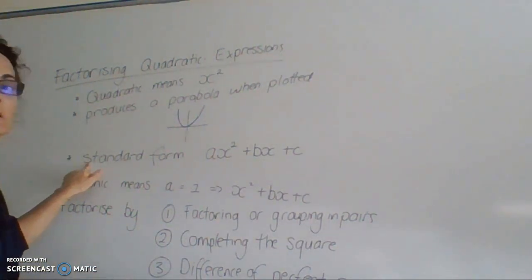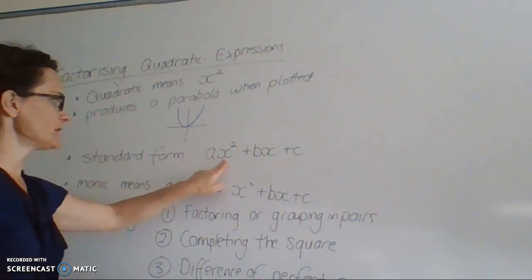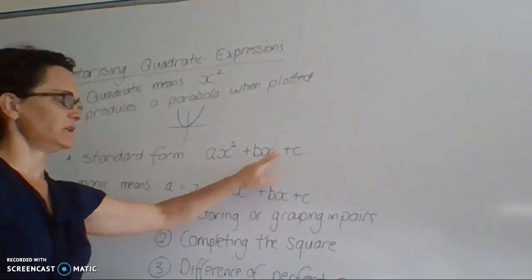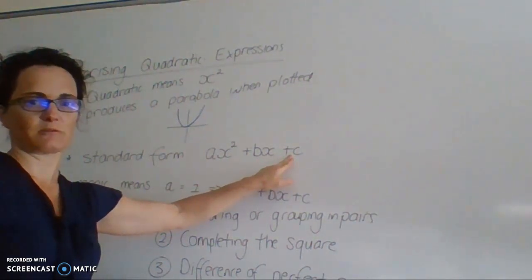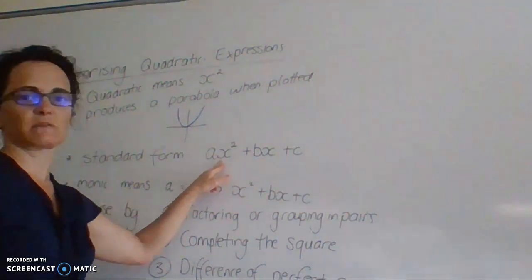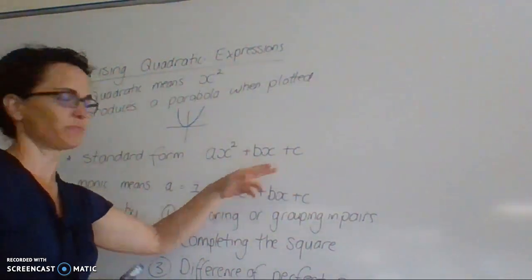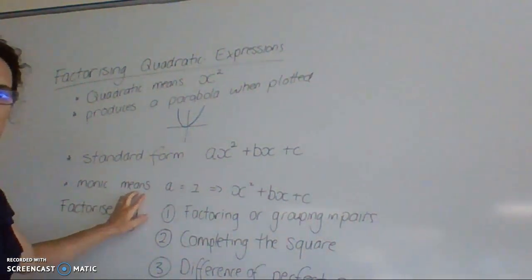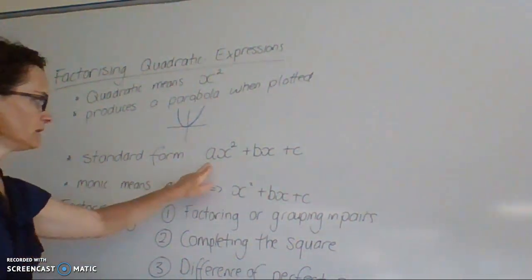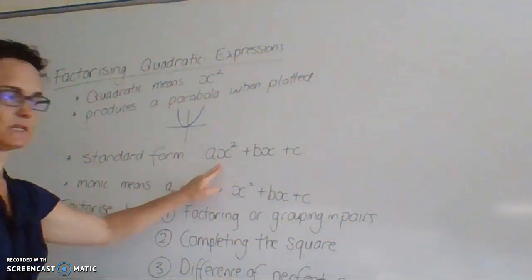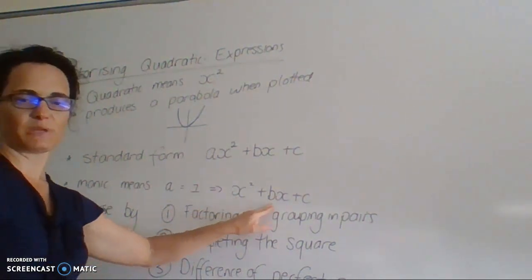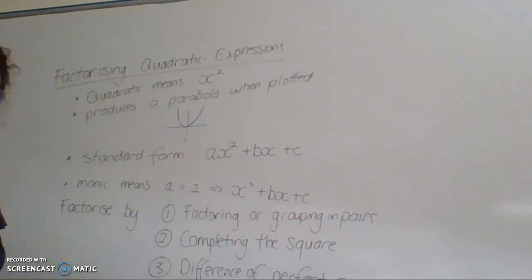Standard form for a quadratic expression is ax squared plus bx plus c, where a, b and c have numerical values. For example, x squared plus 2x plus 7. Monic means, so a monic quadratic equation means that the a, the coefficient in front of the x squared, is equal to 1. So for example, x squared plus bx plus c is the form for a monic quadratic equation.